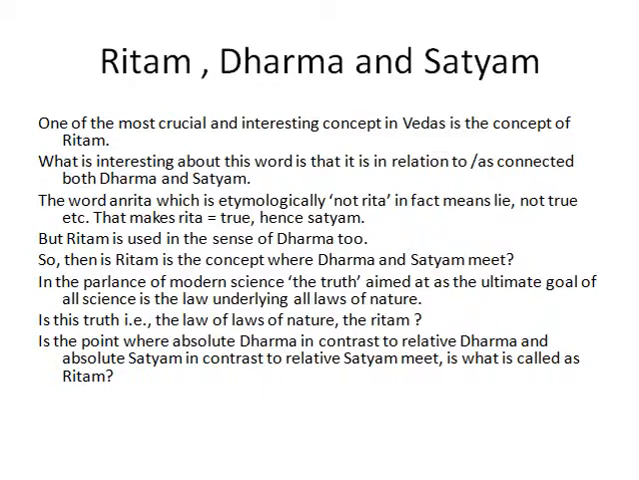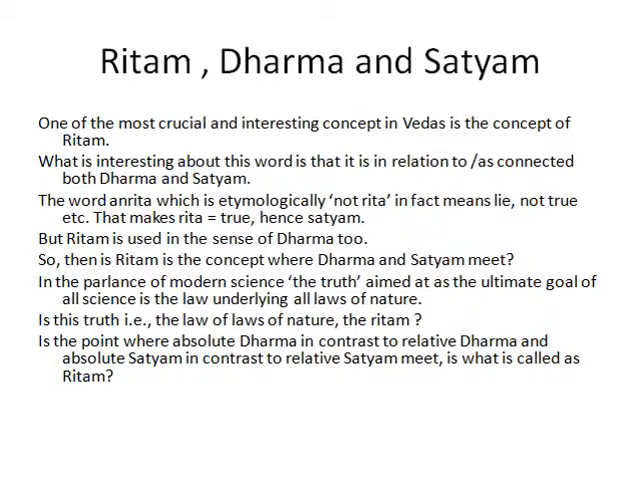Laws of nature is rhythm. Law underlying all laws of nature is rhythm, or absolute dharma, which is not relative dharma. Relative dharma means dharma which applies to a place, to a time, to a context, to an individual, to a culture, and so on. That is relative dharma. But dharma which is beyond all this, beyond space, time, context, individual, and so on, that is absolute dharma. So, absolute dharma underlies all the relative dharmas, and absolute satyam, absolute truth, in contrast to relative satyam.